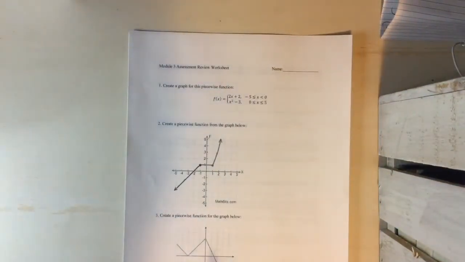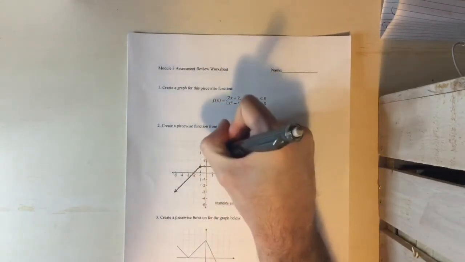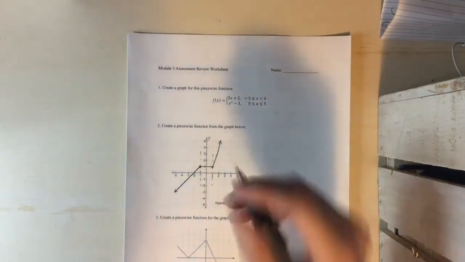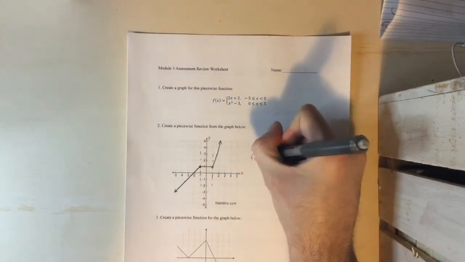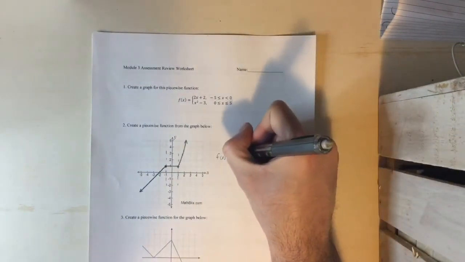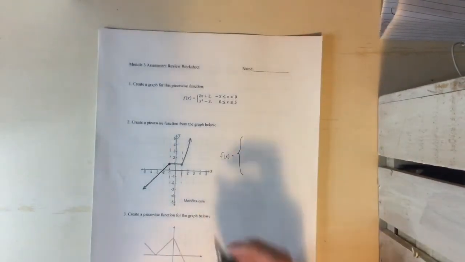Okay, now we'll be moving on to number 2. So number 2 says create a piecewise function from the graph below. So this one, you just need to really identify to start the different points where it breaks, where you get a new line. What I would actually start with is the domain. So I'd say f of x equals, and then it's going to be 3 equations.